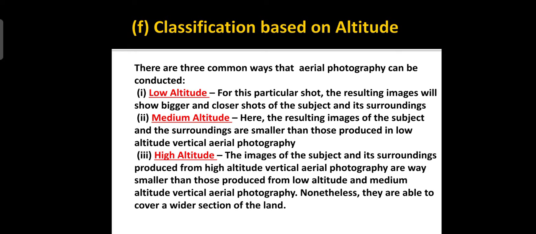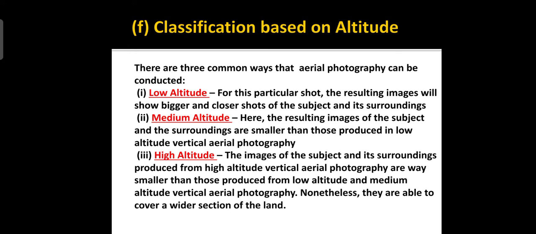Then, classification based on the altitude. We can have low altitude, medium altitude and high altitude. We divide these images by the size of the objects that we see. For the low altitude shot, the resulting image will show bigger and closer shots of the subject and surroundings. In medium altitude, the resulting imagery of the subject and the surroundings is smaller than those produced in low altitude vertical aerial photography.